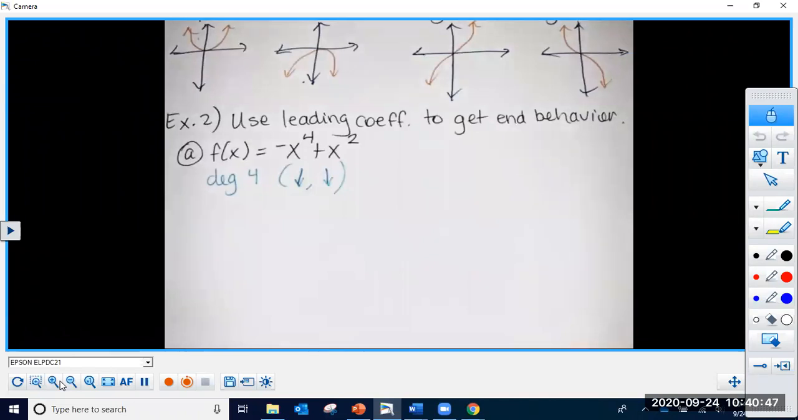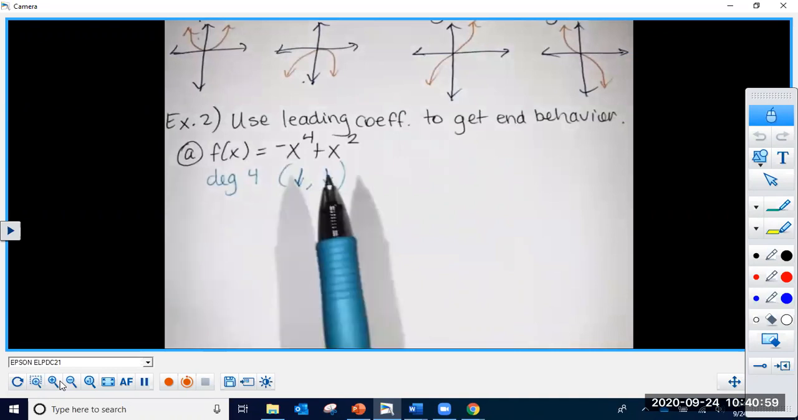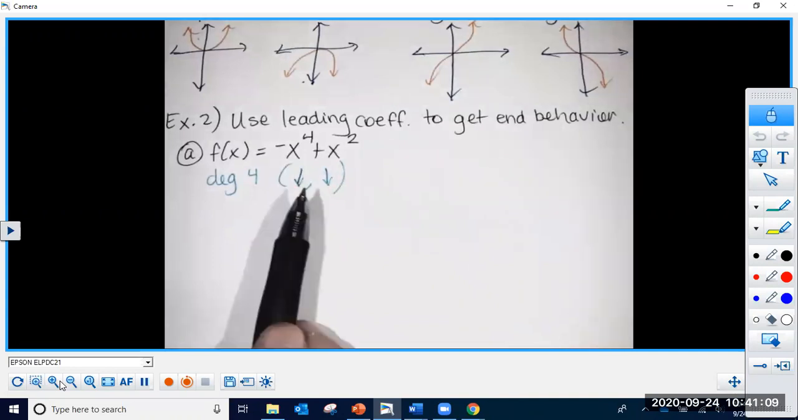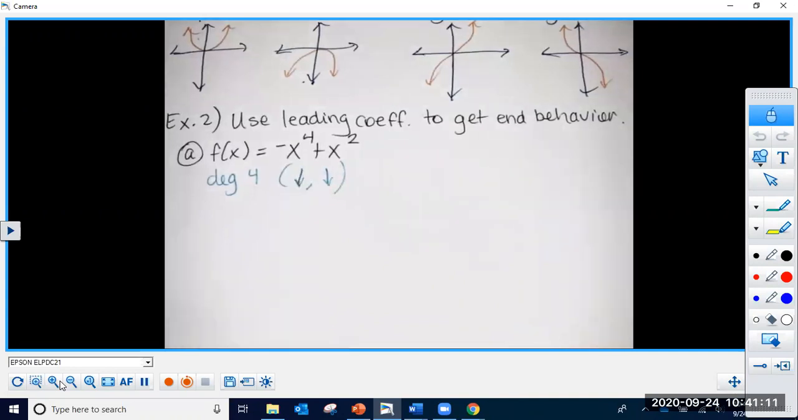Your class may state it as rising or falling. So of course you would just say it's falling on the left side, falling on the right side. Another way that you can check these is, of course, just typing those into Desmos and seeing what it looks like visually. Okay, how do y'all feel about that? Are y'all okay so far?